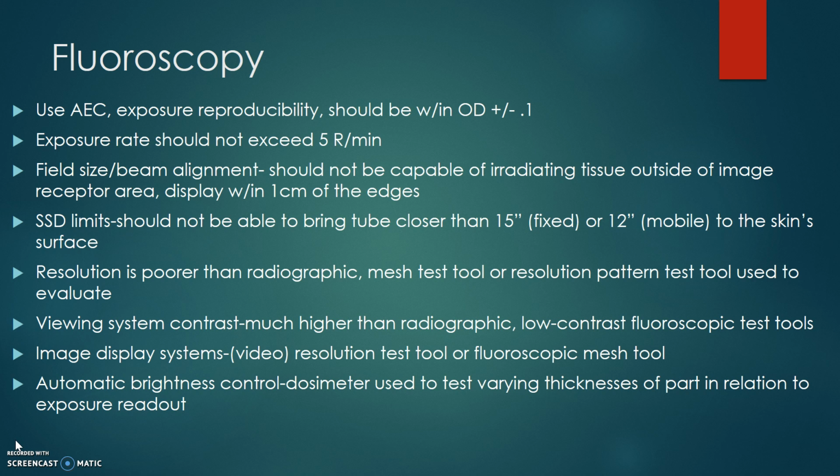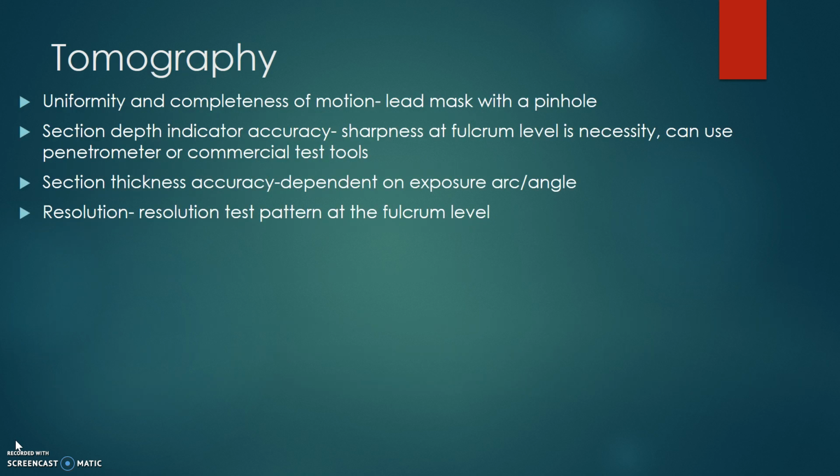For tomography, test uniformity and completeness of motion using a lead mask with a pinhole. Section depth indicator accuracy and sharpness at the fulcrum level are necessary and can be tested using a penetrometer or commercial test tools. Also test section thickness accuracy, which is dependent on exposure arc or angle, and the resolution test pattern at the fulcrum level is used to test resolution.